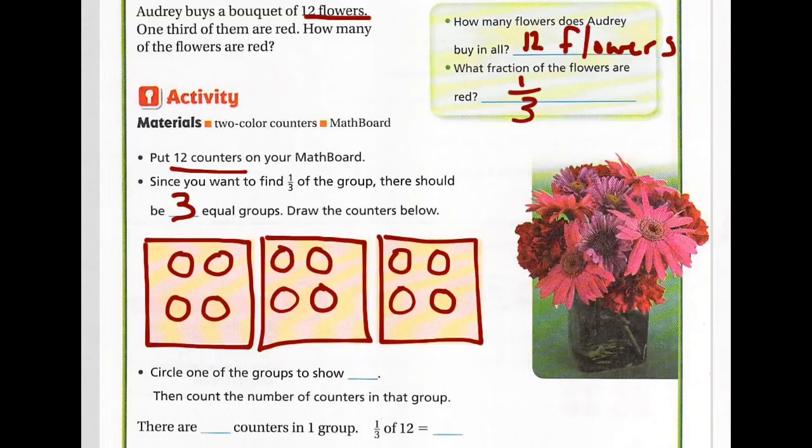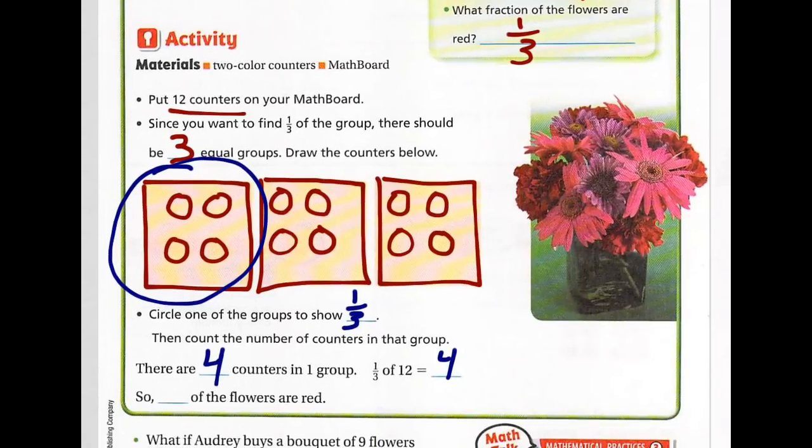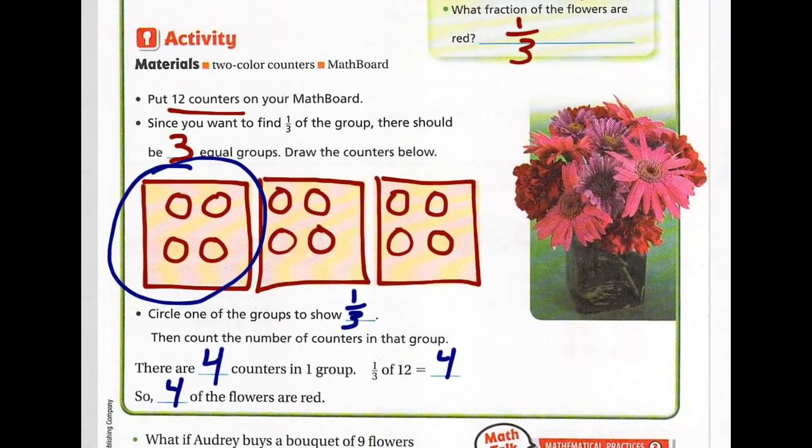So that's all of them. So circle one group of the counters to show one of the 3 groups. We're going to show 1/3. One of the 3 groups would be right here. There are 4 counters in that one group. So guess what? 1/3 of 12 would be 4. So 4 of the flowers are red.